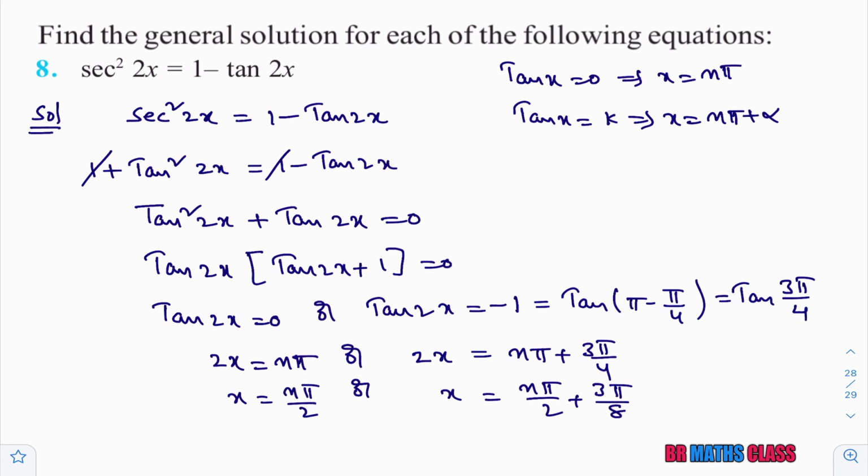So what is the general solution for the given trigonometric equation? n pi by 2 or n pi by 2 plus 3 pi by 8. Here, what is n? n is an integer. I hope you understand the general solution of the given trigonometric equation.